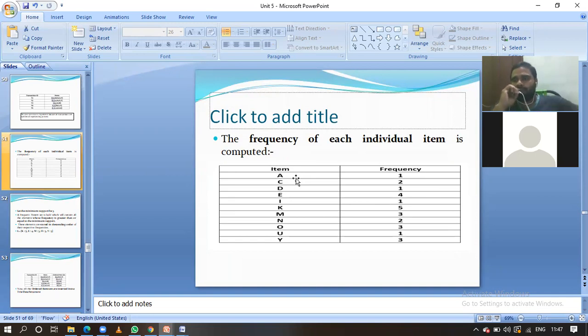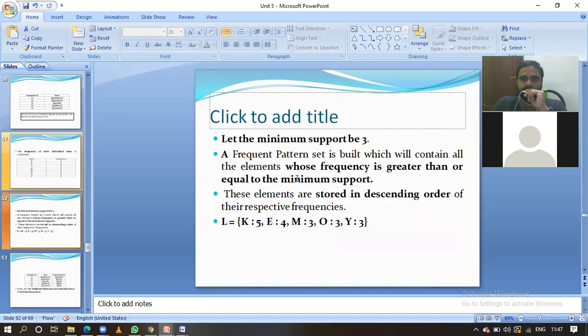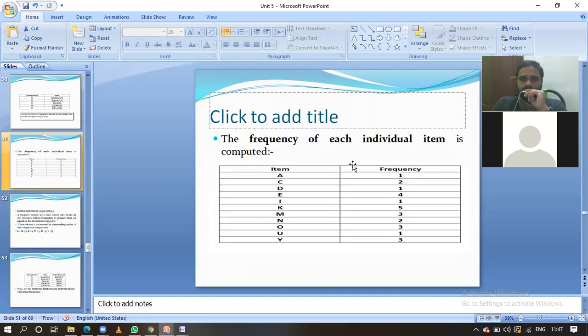How are we going to eliminate? Based on the minimum support. We are going to eliminate some of the items based on the minimum support. What is the minimum support they have provided? 3. Among these items, A is eliminated because it's less than 3. C is eliminated, its frequency is less than 3. D is also eliminated, its frequency is also less than 3.